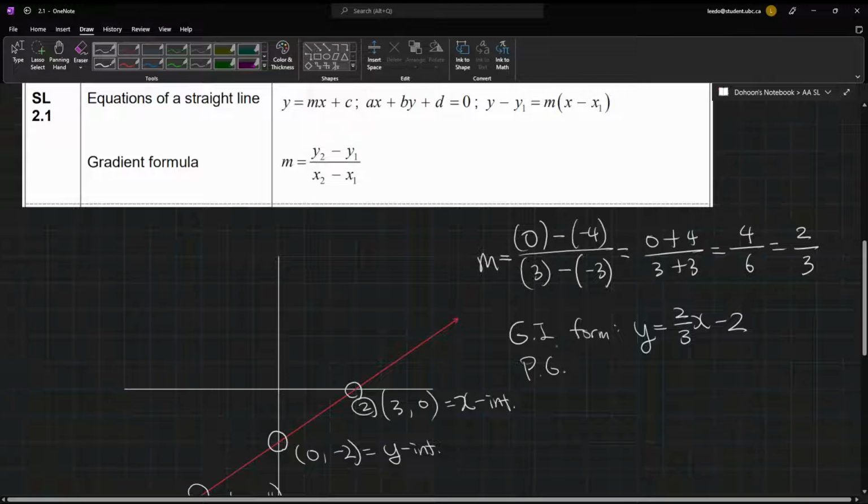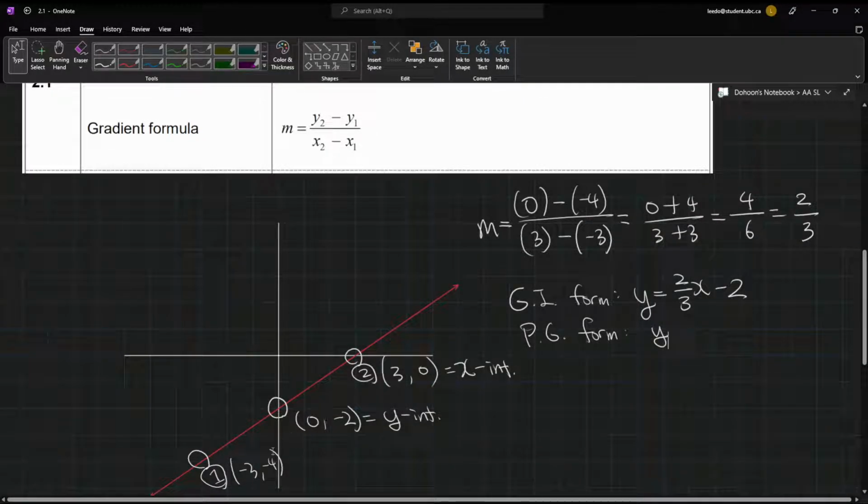Point gradient form: y equals y minus, and let's use the first point actually. My first point, the y value is negative 4, equals my m, which is 2 over 3, times my x value, which was negative 3. Done.